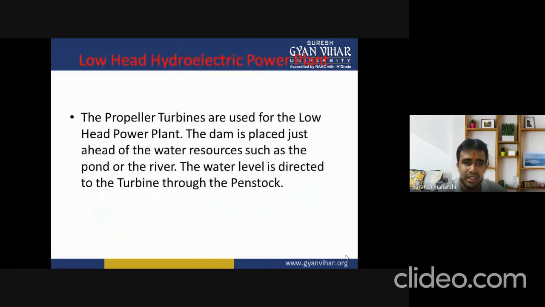Now, firstly, we will discuss the low head hydroelectric power plant. The propeller turbines are used for the low head power plant.